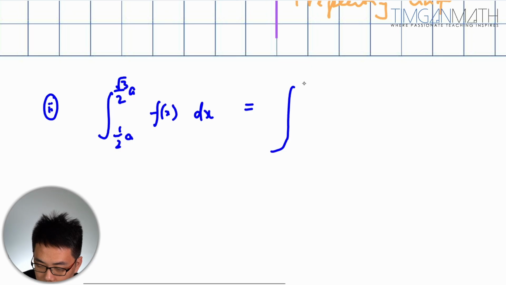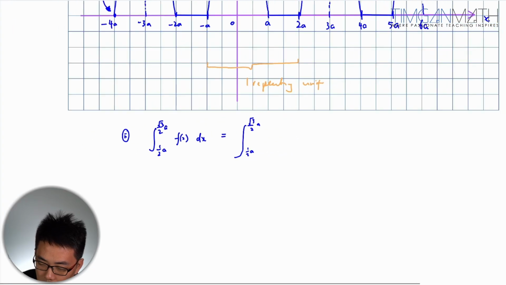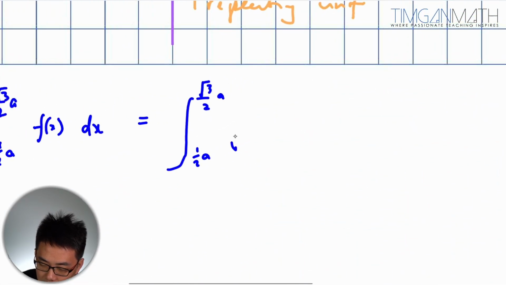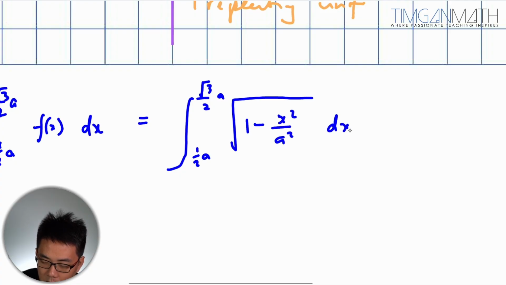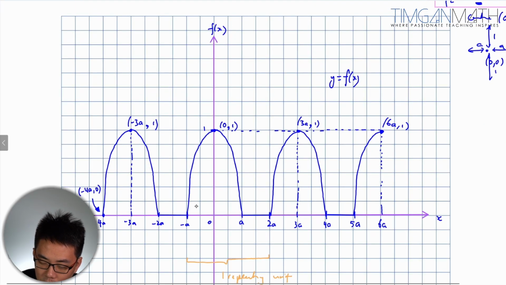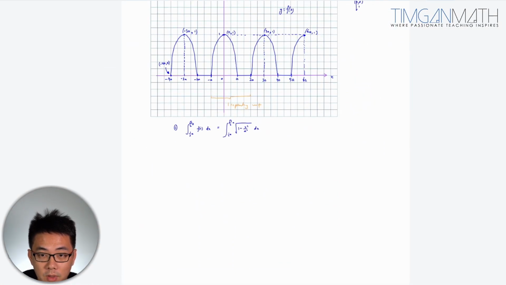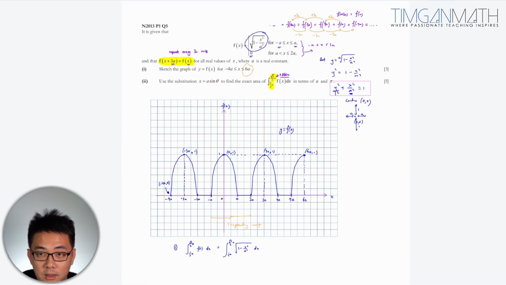This is just half A, 1 minus x squared, dx. Now you of course use this equation, right? This equation here, because you look at the graph, half to root 3 over 2A is this region. So you're actually using this equation, not this 0. So you can just start integrating using this equation there.